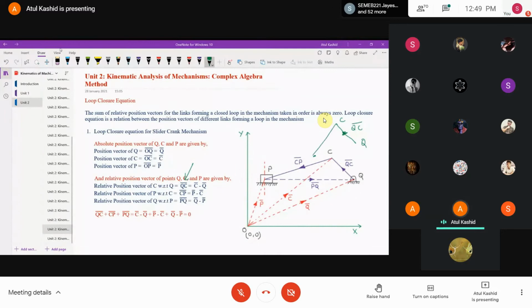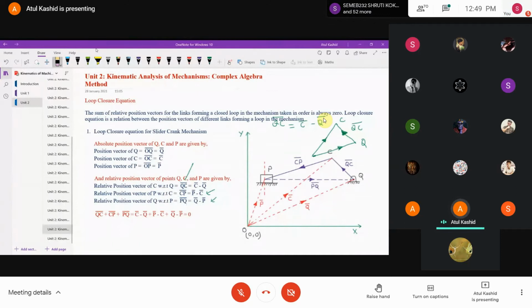So this is one and this is the second, right? These are the absolute positions of the Q and point C, right? So here I can write it down for the QC bar. This will be equal to C bar minus Q bar, right? Similarly for CP bar, we can write it down as P bar minus C bar, and PQ bar, we can write it down as Q bar minus P bar.